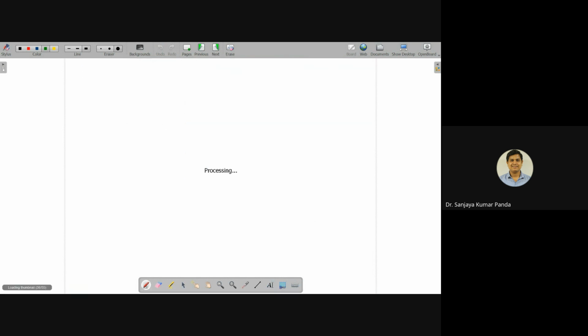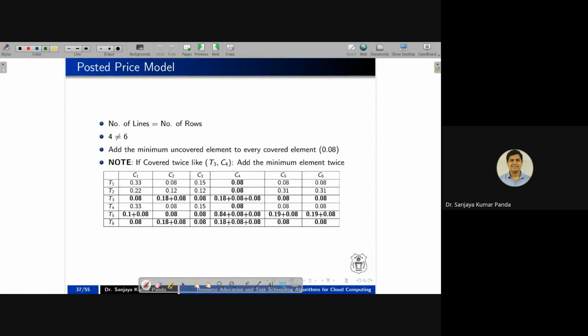So if the minimum number of lines is not the same as the number of rows, like here the number of rows is 6, and the minimum number of lines required is 4.